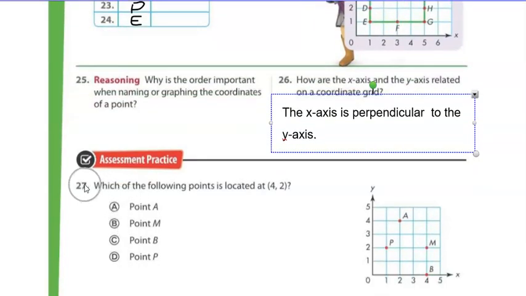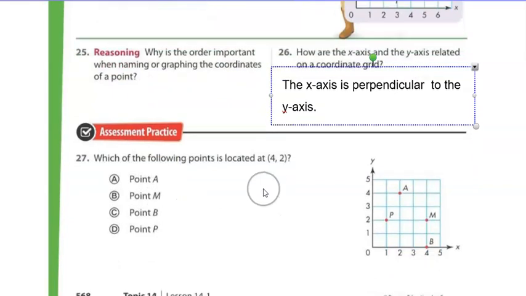All right, so number 27, which of the following points is located at 4, 2? See, it's super important that you read it correctly too. Which of the following points is located at 4, 2? So basically you're going to go along the x-axis 4 and up 2 and see if it's A, M, B, or P and mark the correct answer.